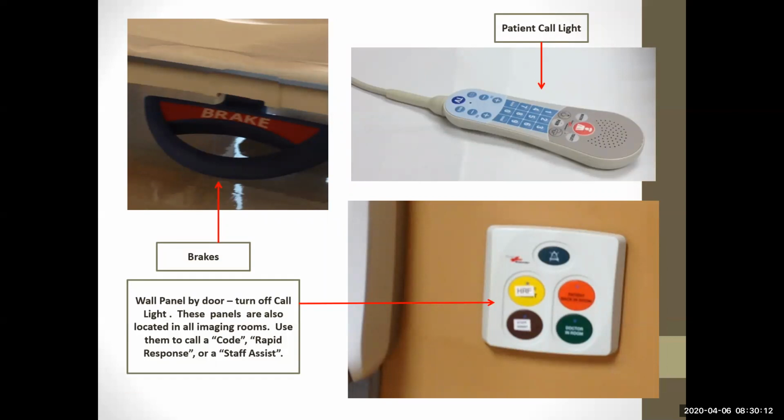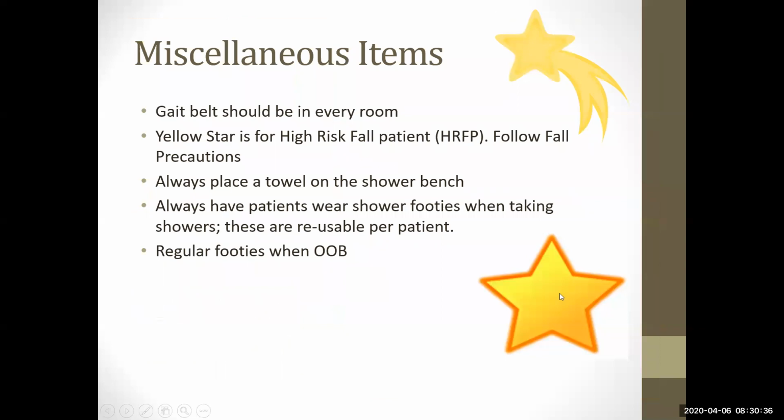Every inpatient bed has a brake, seen here. Here's a closer look at the patient call light that hooks into the panel. Again, that big red button turns the call light on, but there are other features on there, like changing the channel. It does have a pillow speaker so the patient can hear the TV through their call light itself. Again, here is the panel on the door.